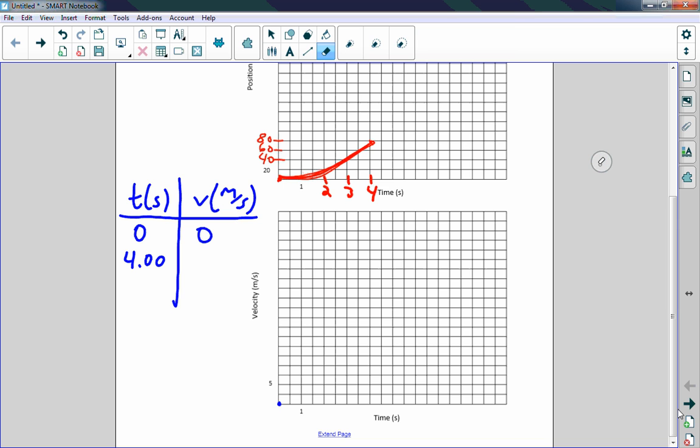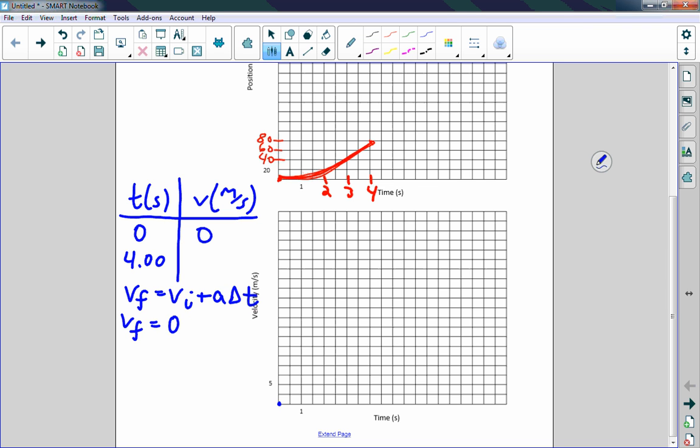Or if you'd rather do it with an equation, let's write that out. You could use, for example, this one's easy for us because we're looking for the final velocity. So we could plug in 0 plus 10 times 4 seconds. Sorry, I'm running out of space here. So then we'll have 40 meters per second as our point that we're plotting here.